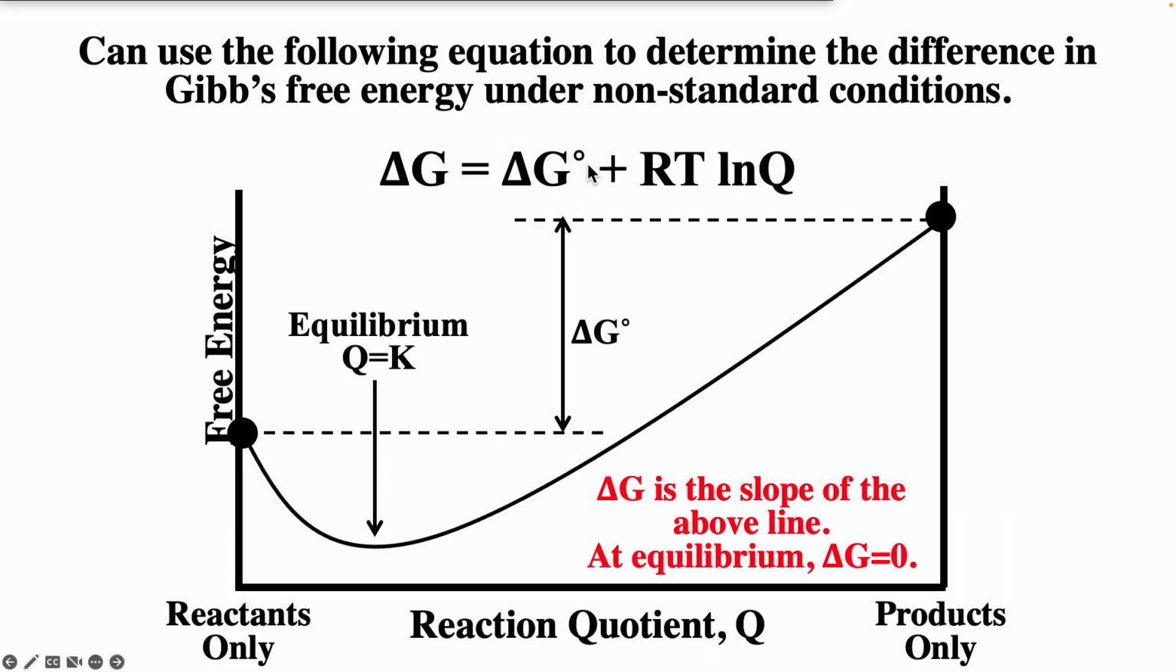Now delta G naught, with that little 0 there, means standard Gibbs energy. And so that's the change in Gibbs energy, products minus reactants. And so that's a constant for a specific reaction at a specific temperature. Delta G, non-standard, is actually the slope of this line. Now, one thing that's very important to notice is that the slope of the line is actually 0 at the minimum, right? And so at the minimum, delta G is 0. Delta G is like Q, it changes. Delta G naught is a constant for a specific reaction at a specific temperature.